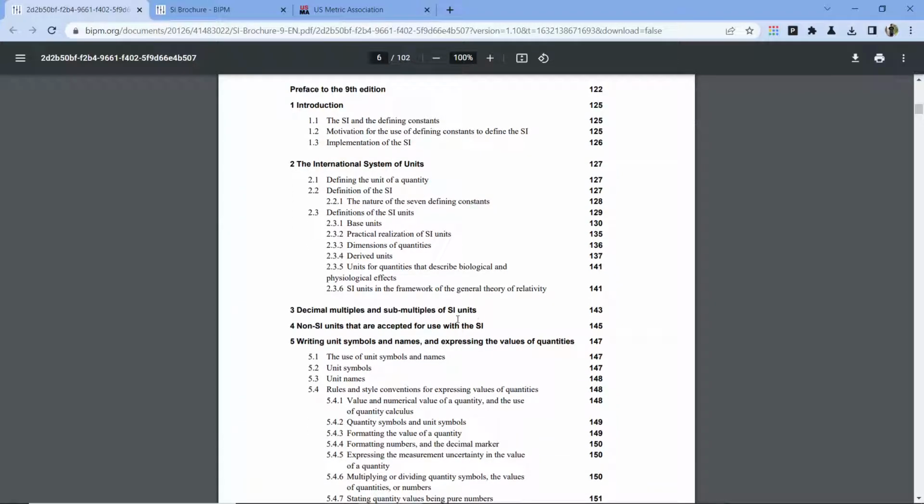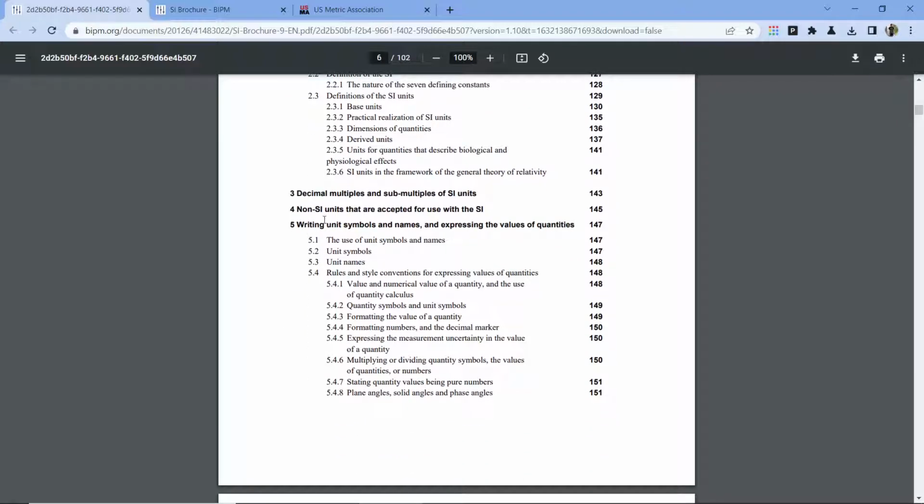Decimal multiples and submultiples of SI units. Non-SI units that are accepted for use with the SI. Writing unit symbols and names and expressing the value of quantities.